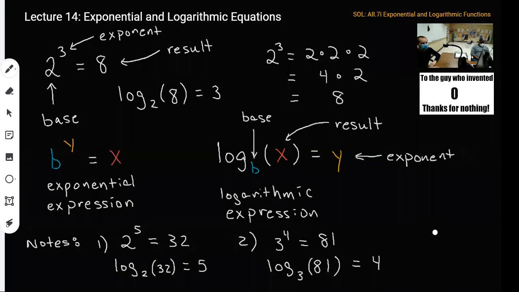Okay. Let's try a couple problems from the problem set. And we'll see how they work.